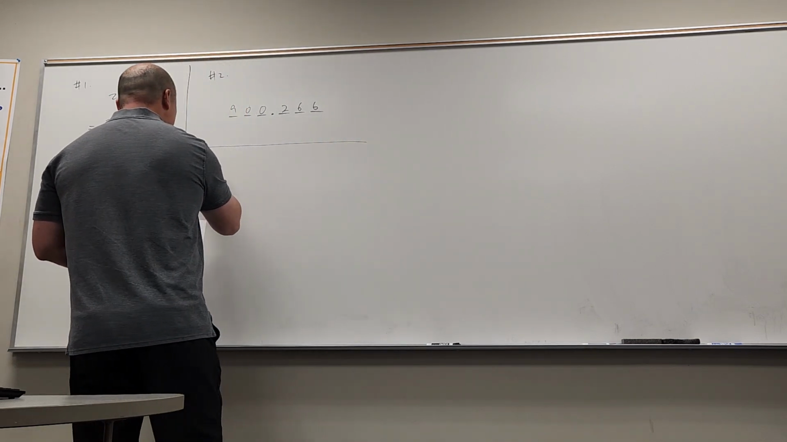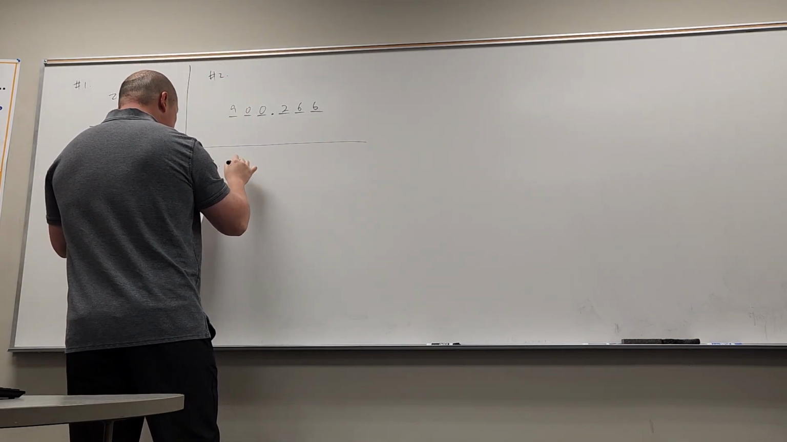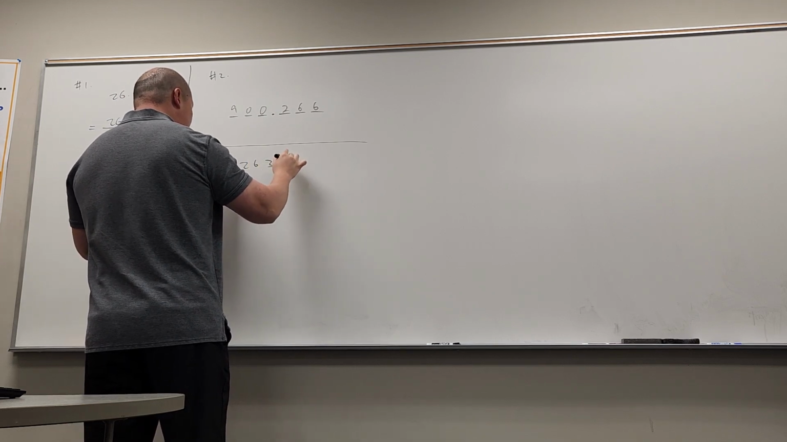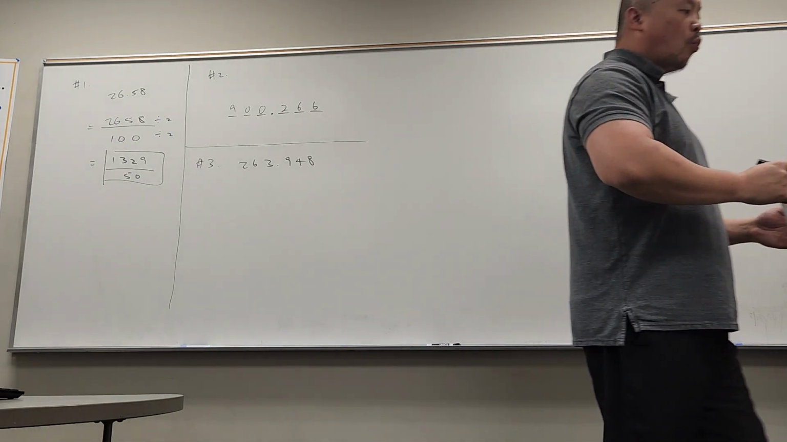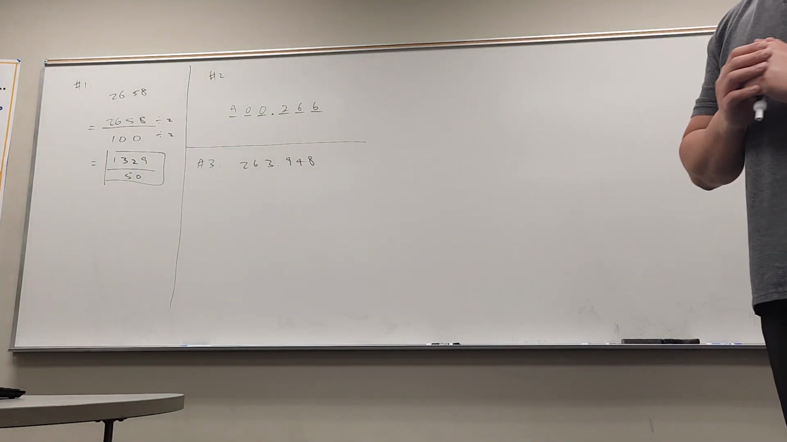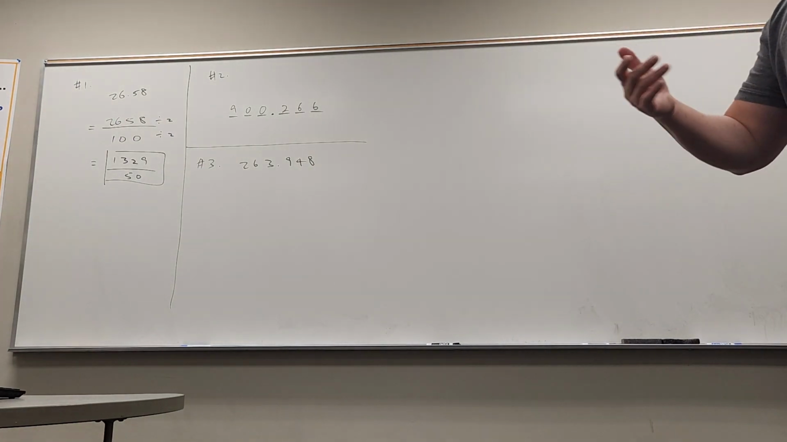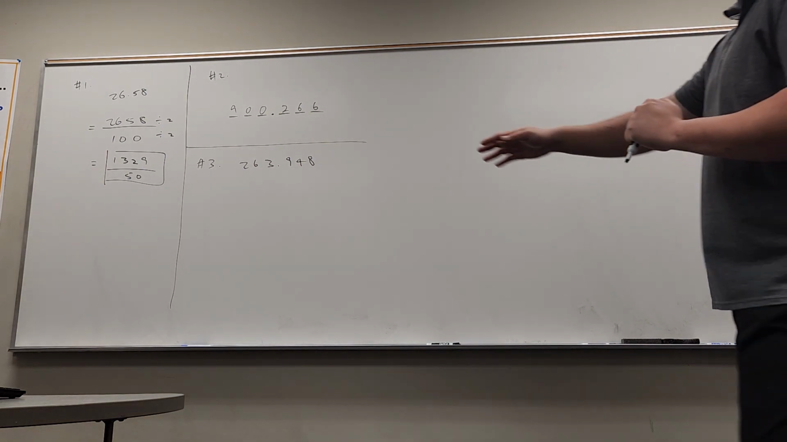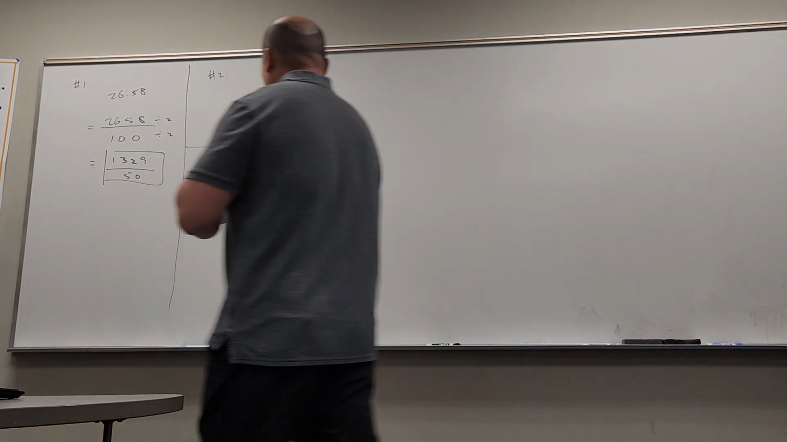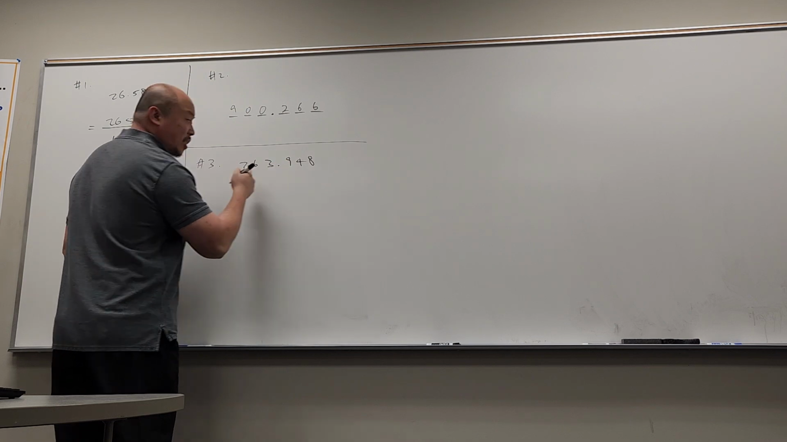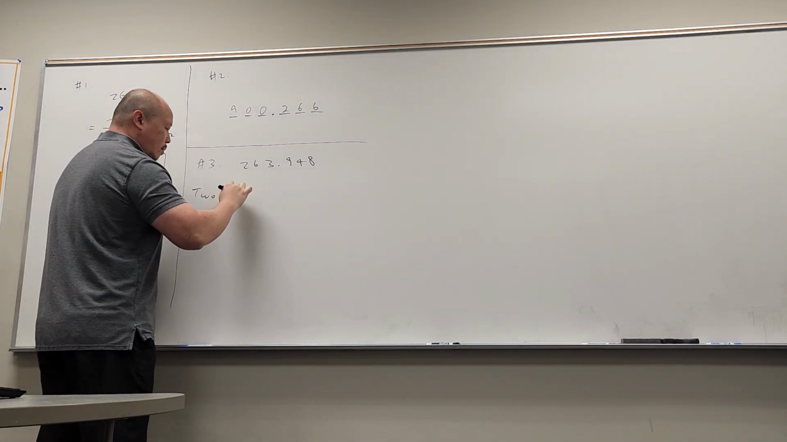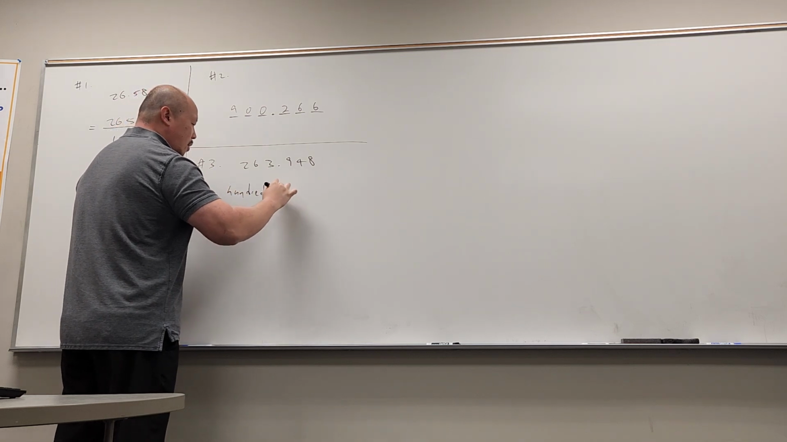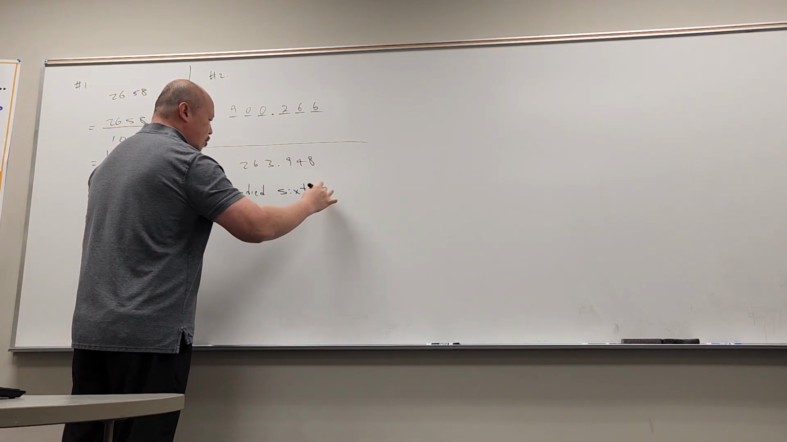Number 3, 263.948. They want to know what is that in words. So I always start out with just the whole numbers. So forget about the decimal for now, right? We have 263. So I will just write 263.